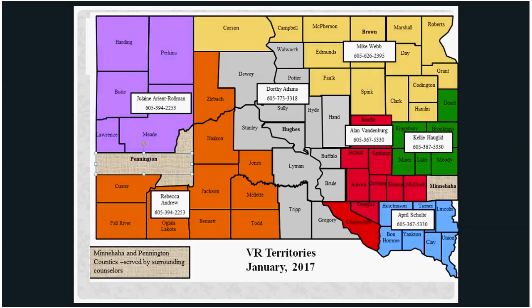Here is an example. This is a map showing the different territories that our VR counselors cover. Like I said, I supervise these 7 staff around the state, and you can see where they travel. Because we only have 7, they are traveling more. We do have more than one counselor covering Pennington County and Minnehaha County. But that gives you an example of our territory coverage area, and the name and contact information for each VR counselor.